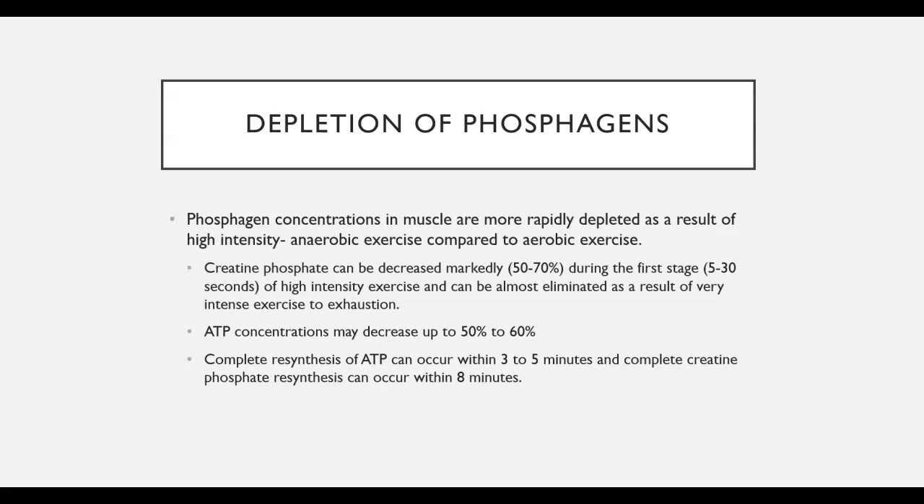Creatine phosphate can be decreased quickly, by 50 to 70% during the first stage, even in the first 5 to 30 seconds of high intensity exercise, and can be almost eliminated as a result of very intense exercise to exhaustion. Luckily, this can be rapidly restored with rest. ATP concentrations may decrease up to 50 to 60%, but complete resynthesis of ATP can occur within 3 to 5 minutes, and complete creatine phosphate resynthesis can occur within 8 minutes.